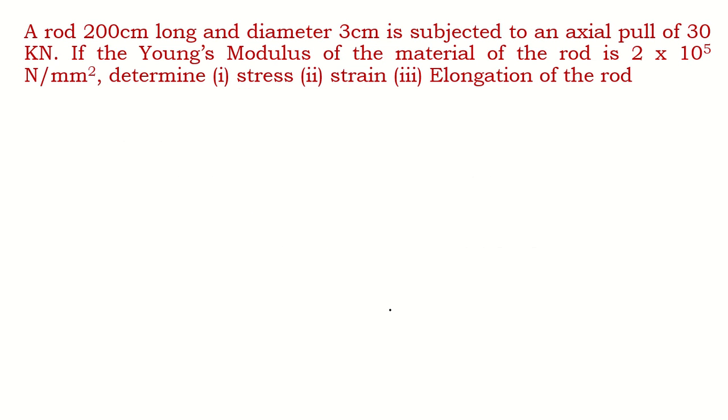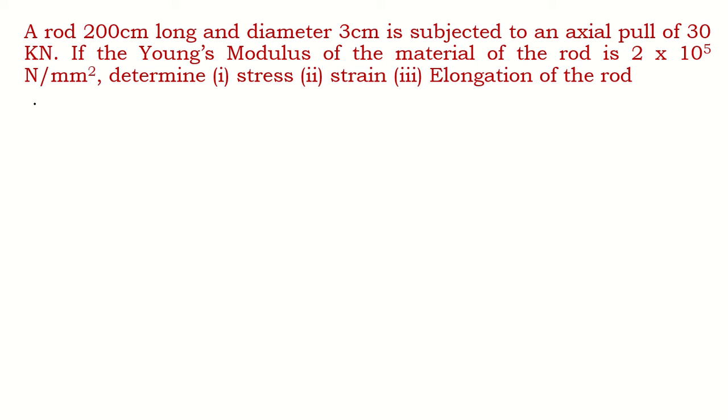So now we will solve some numerical problems related to stress, strain, involving Young's modulus also. Okay. So first we have the first problem you can see here. A rod 200 centimeters long and diameter 3 centimeters is subjected to an axial pull of 30 kilonewton. The Young's modulus is 2 into 10 power 5 Newton per mm square. Determine stress, strain and elongation of the rod.